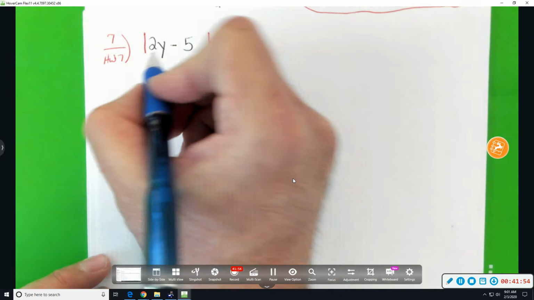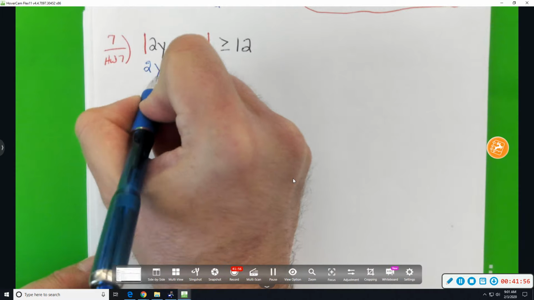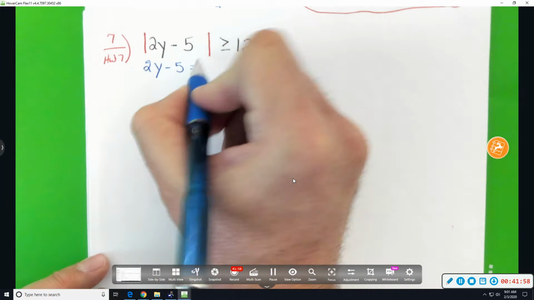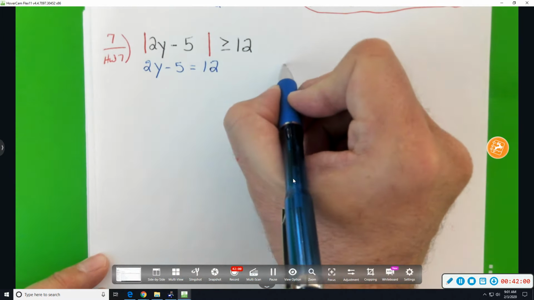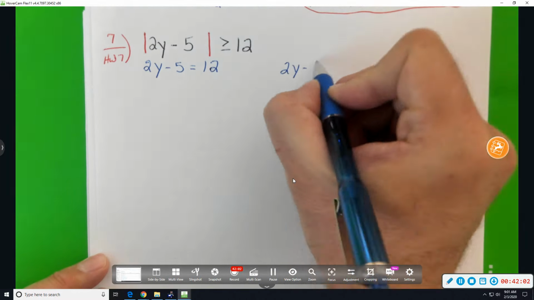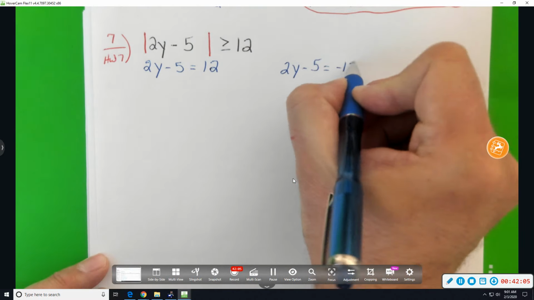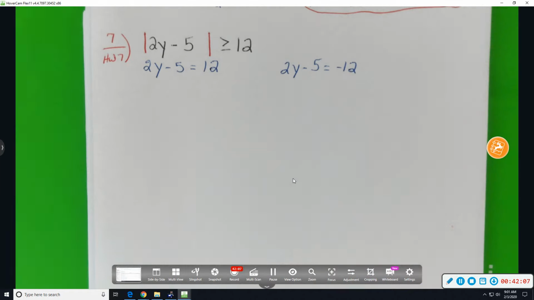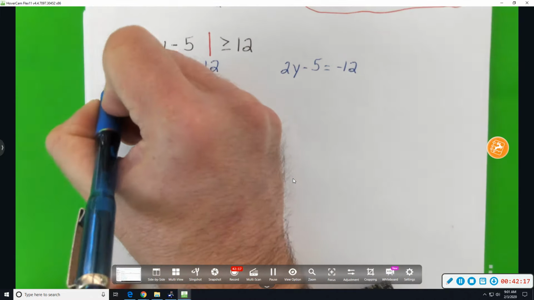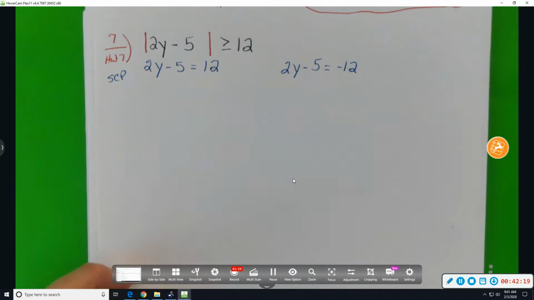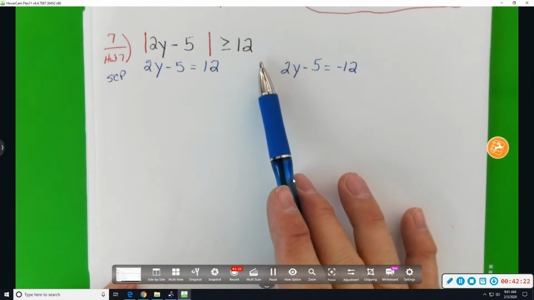This one equals, take what's inside, go equal positive, equal negative. Okay? So for the absolute value inequalities, just go equal positive, equal negative. That's how you're getting the solution cut points. There aren't any denominator cut points. How do I know? There's no fraction there.